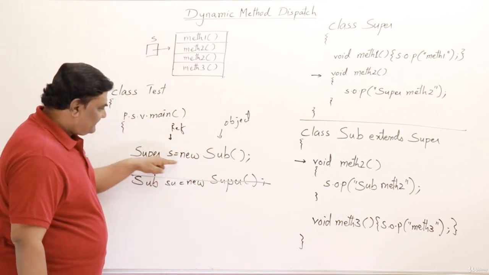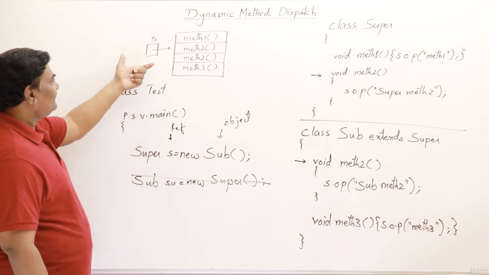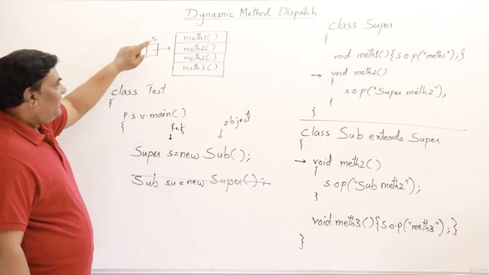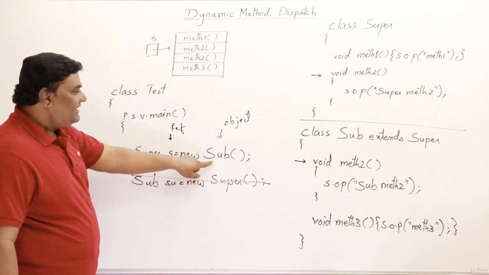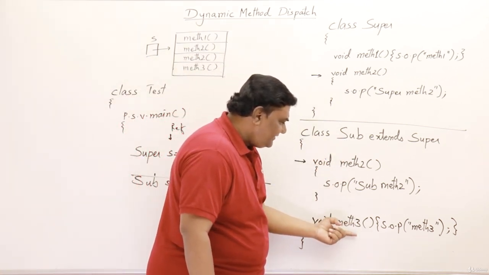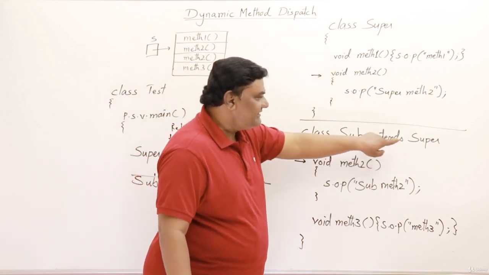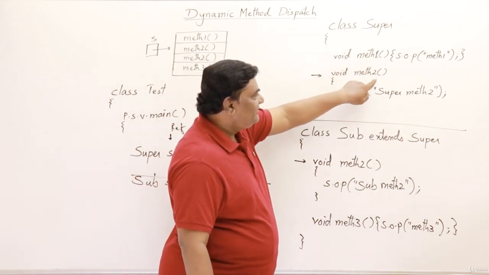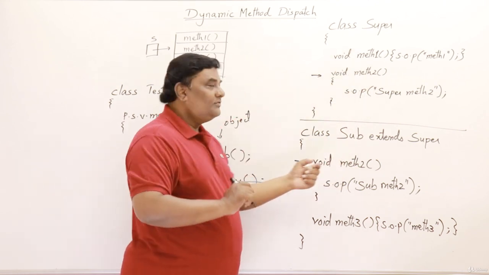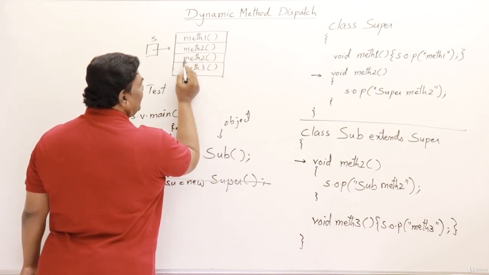Now, in this line, the reference is of the superclass and the object is of the subclass. How does it look? I am showing the diagram here. s is a reference of the superclass and this is an object of the subclass. What methods does this object have? It has its own two methods, and two more methods come from the superclass because it extends the superclass. So it gets method 1 and method 2 of the superclass, and it is overriding method 2.